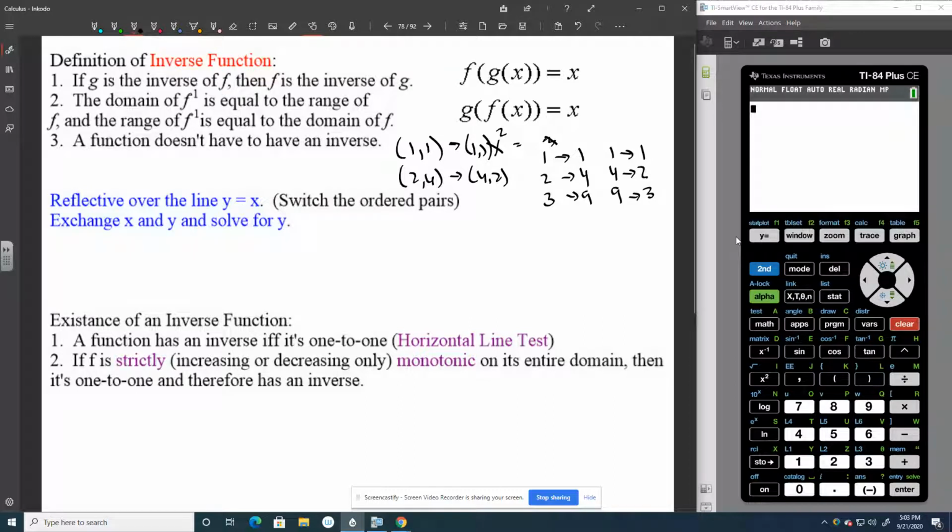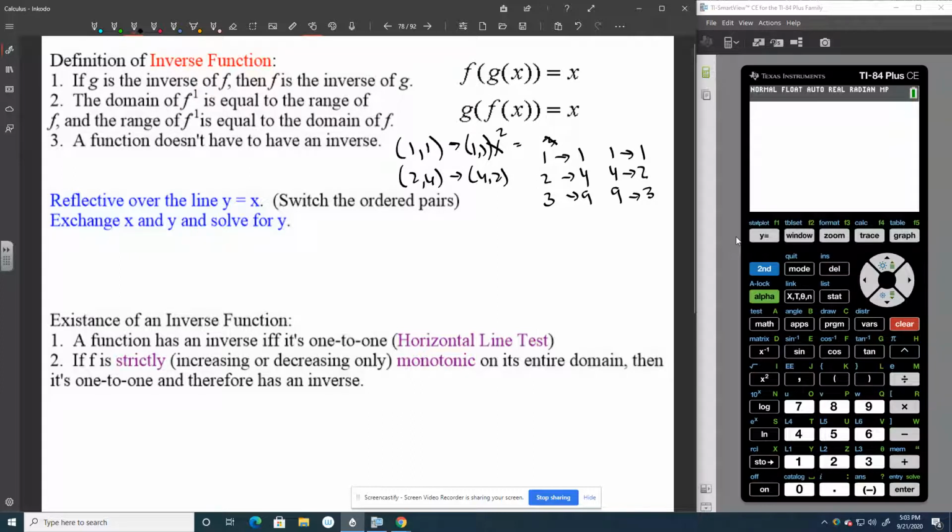So what that means is the domain of your original function becomes the range of your inverse and the other way around. Your x's become your y's become your x's. And that's really how you find your inverse. The way that you were taught to do it was to switch your x and y and solve for y to get your inverse function.